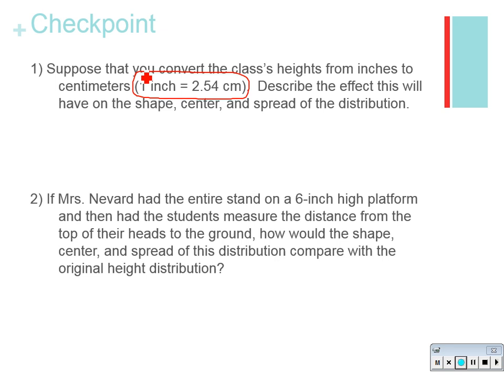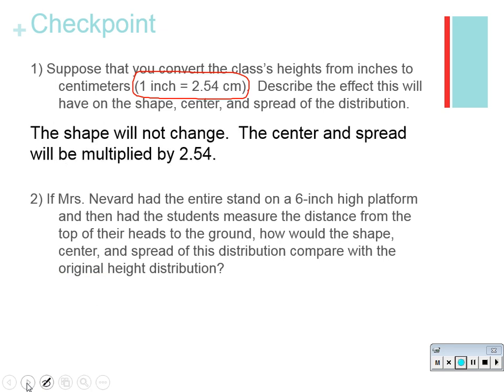So to convert from inches to centimeters, you're essentially going to take each of the heights and multiply them by 2.54. So in this case, we're multiplying all the data values in the distribution by 2.54. When I do that, remember, multiplying everything will change except for the shape. So the shape's going to stay the same, because the shape always stays the same. The center and spread in this particular instance will be multiplied by 2.54.